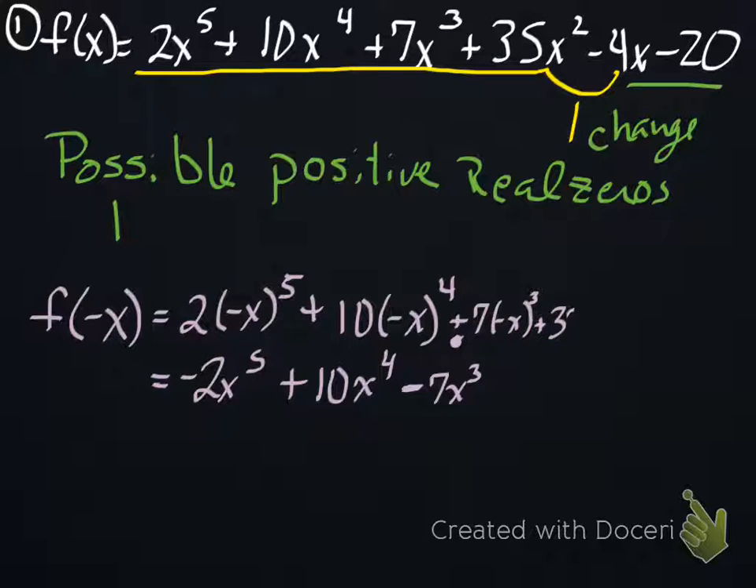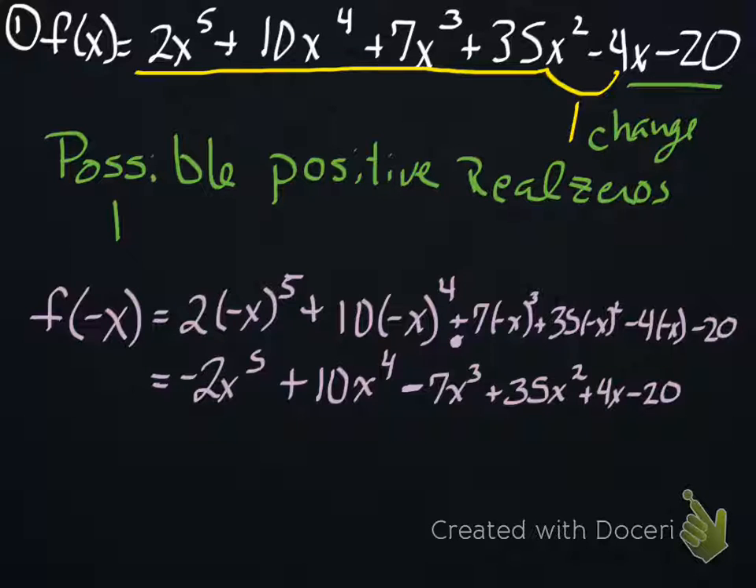Plus 35x, negative x squared. Is that going to be positive or negative? Plus sign. Plus sign, because negative x squared is positive. And then minus 4 times negative x, it's going to be positive 4x. And then the last thing is minus 20.